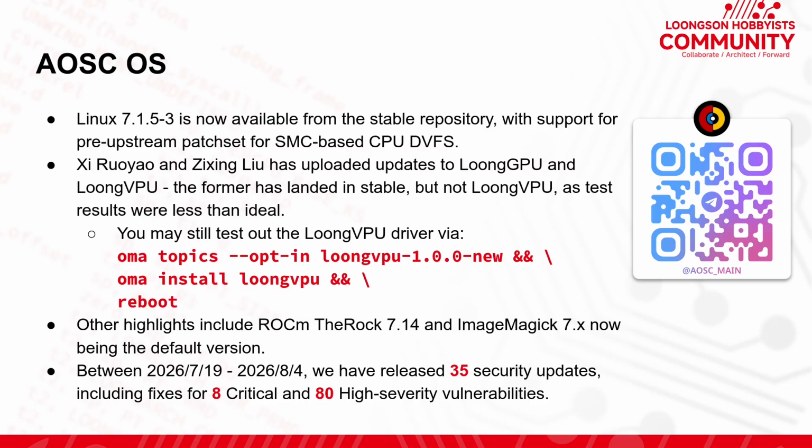And finally, between July the 19th and August the 4th, we have released 35 security updates addressing 8 critical and 80 high-severity vulnerabilities. And to the right is our QR code to our Telegram group, and if you would like to join us and communicate with us regarding your ideas or bug reports, please do so.